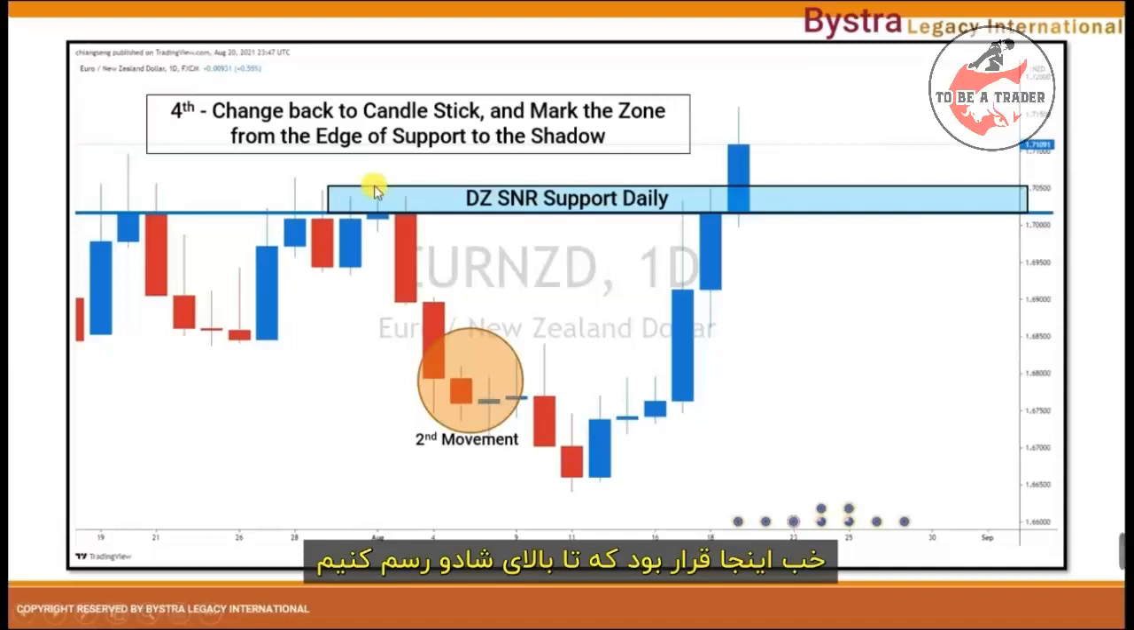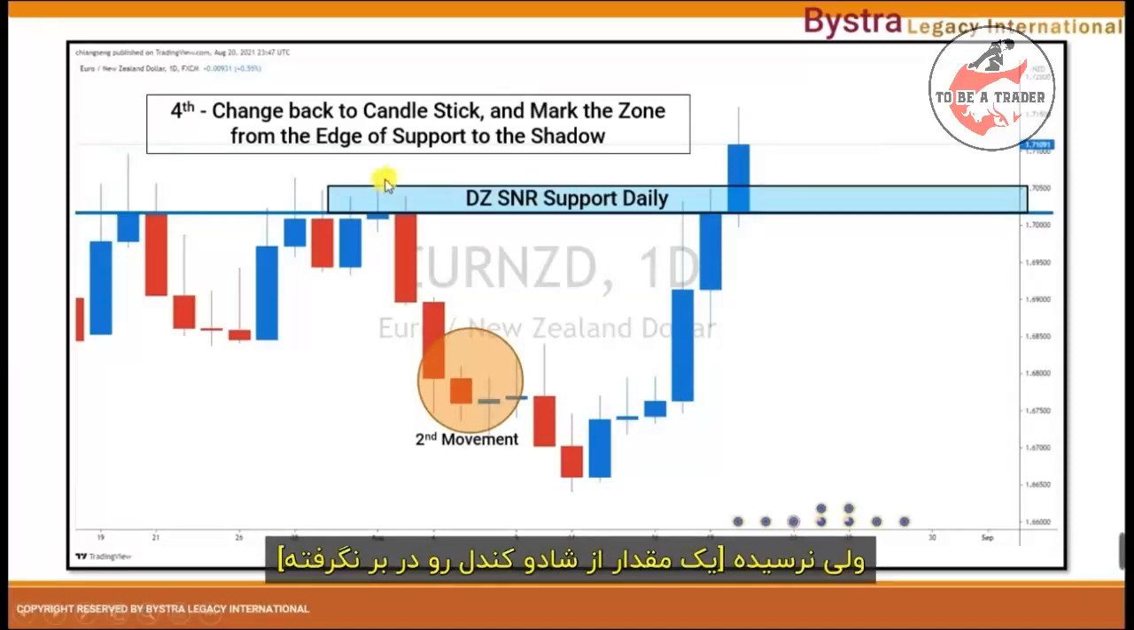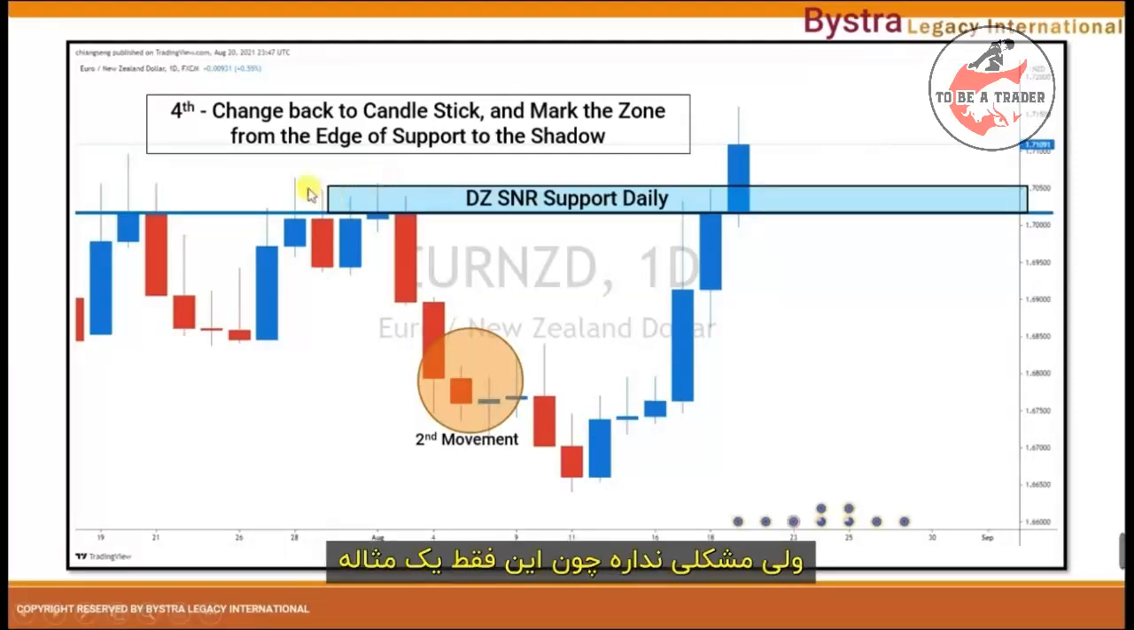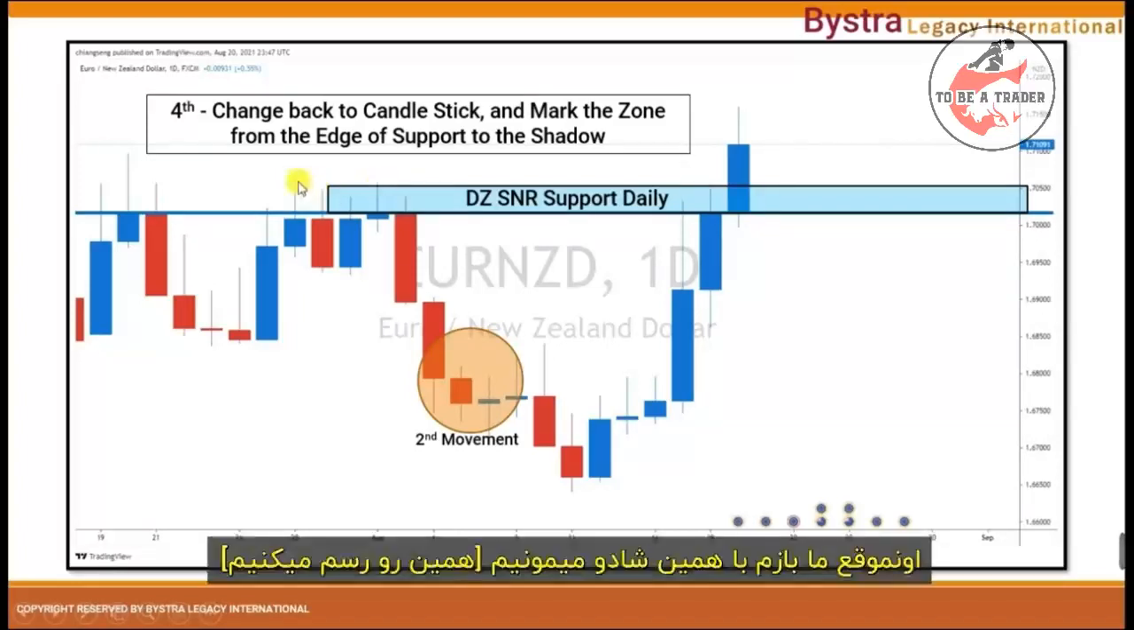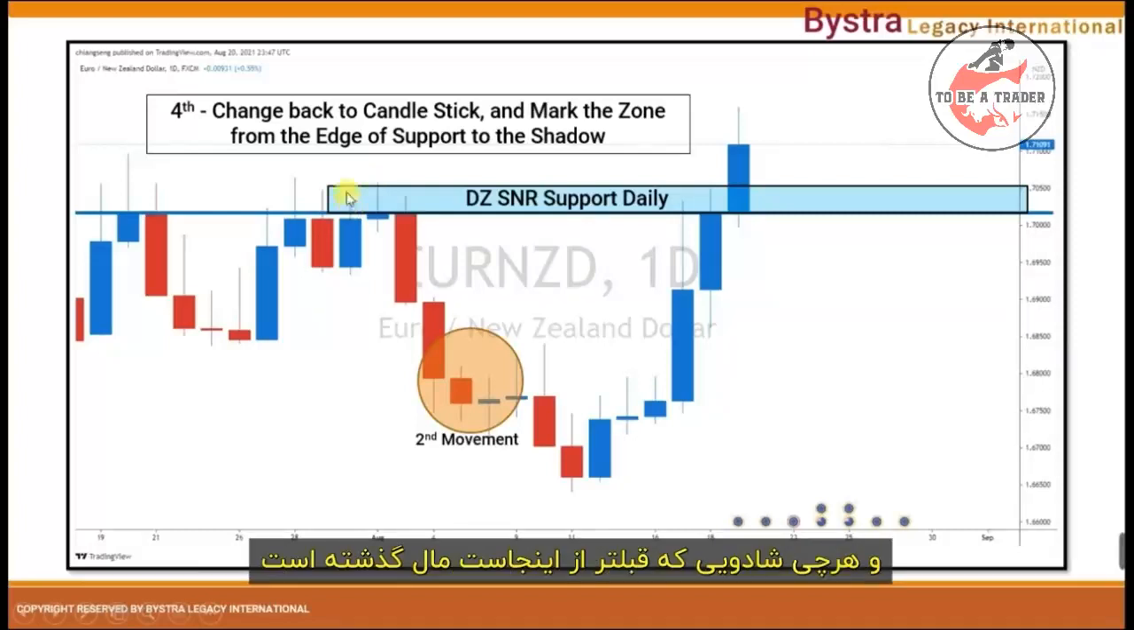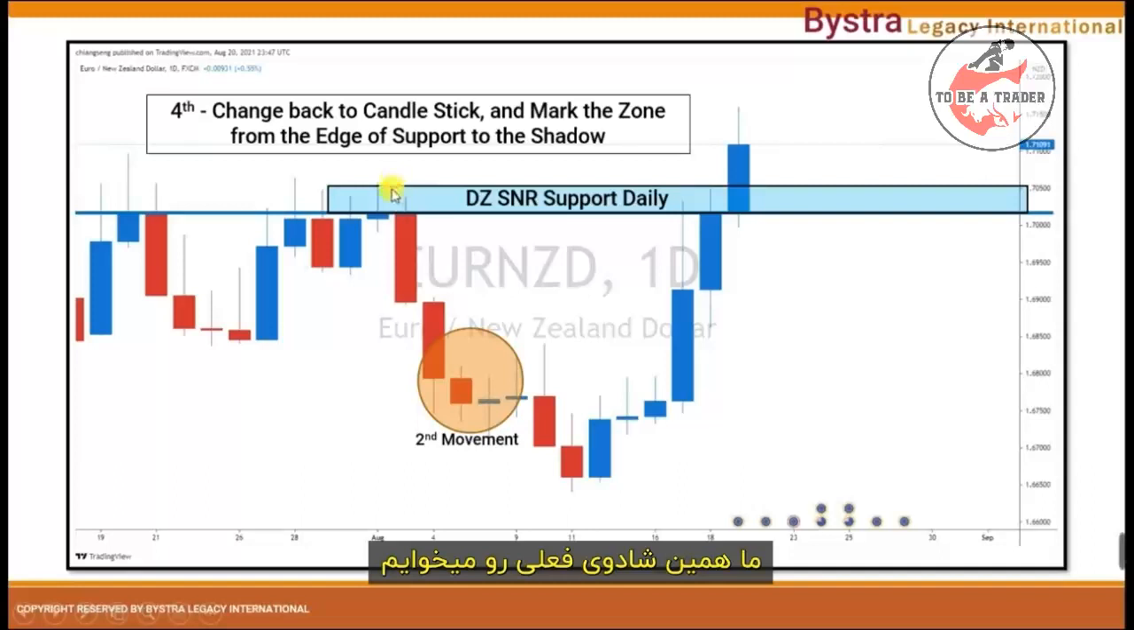Okay, here it's supposed to draw up to the shadow, so it doesn't reach. Okay, but this is just an example. If there's a shadow much longer than here, then we will still remain on this shadow. Whatever shadow that is behind here is already the past. We want the current shadow. So once we are done with the marking, next what should we do?